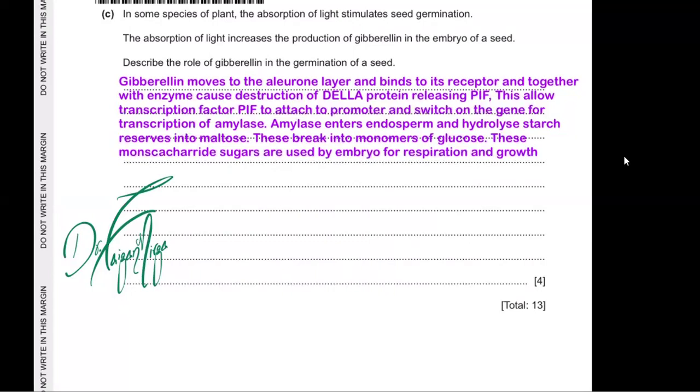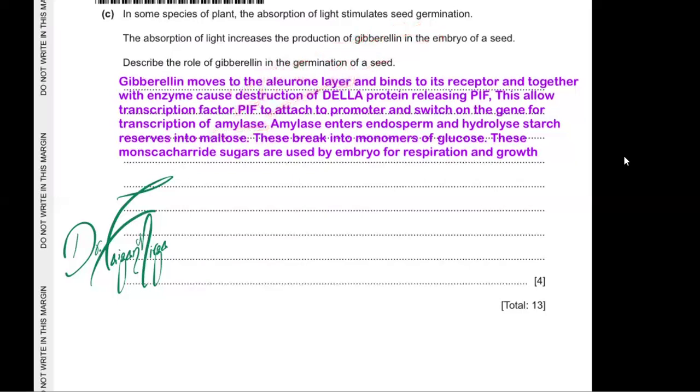It goes to the aleurone layer, it binds to the receptor. Once bound to the receptor, they form a complex with the enzyme, and then they cause destruction of DELLA protein. This releases PIF. What was PIF? PIF is a transcription factor. This transcription factor, PIF, then attaches to the promoter and switches on the gene for transcription of amylase. The name of the gene is the XET gene. The XET gene gets activated.